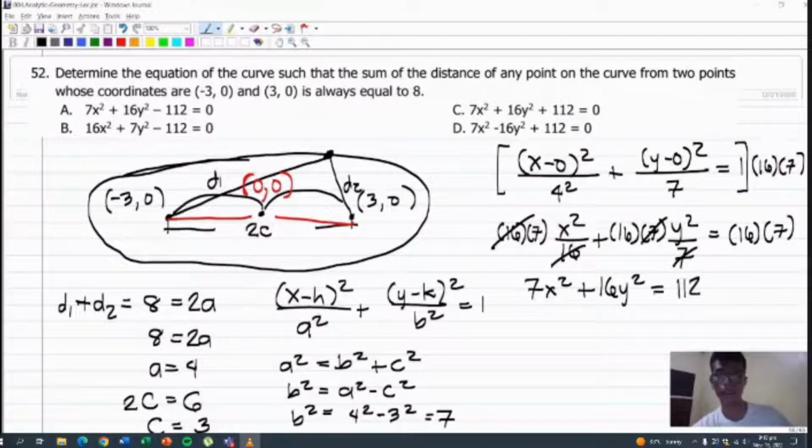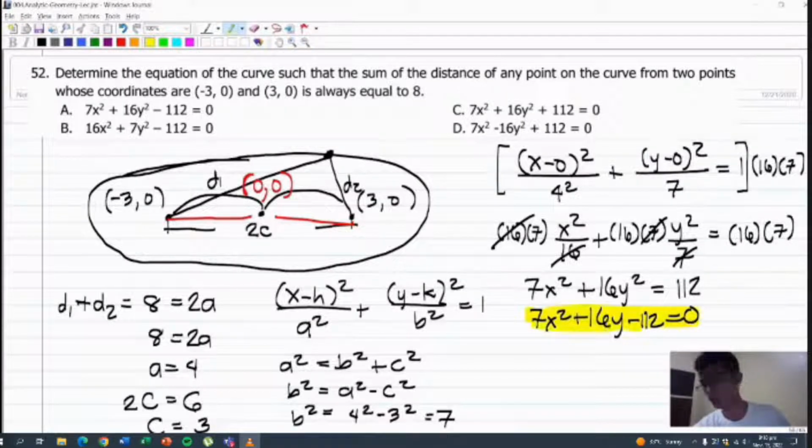Dahil naka-equate sa 0 ang equation, so ilipat natin ang 112. So magiging negative 112 equal to 0. So this will be our equation, and that is letter A. 7x square plus 16y square minus 112 equals 0. Letter A.